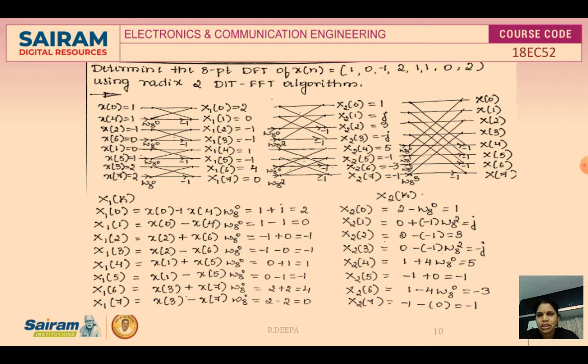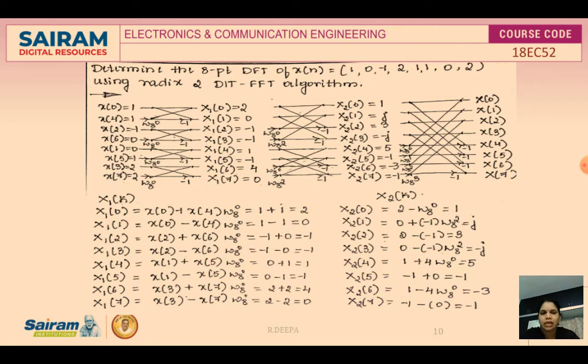How to write the equation for x1 of 0? It is the sum of the two inputs, x of 0 plus x of 4 into w8 power of 0. From the structure we frame the equation. So x1 of 0 is equal to 1 plus 1 into w8 power of 0. The w8 power of 0 value is 1, so 1 plus 1 into 1 is 2. And x1 of 1, from the flow diagram, is equal to x of 0 minus x of 4 into w8 power of 0. So it is 1 minus 1, which is 0.